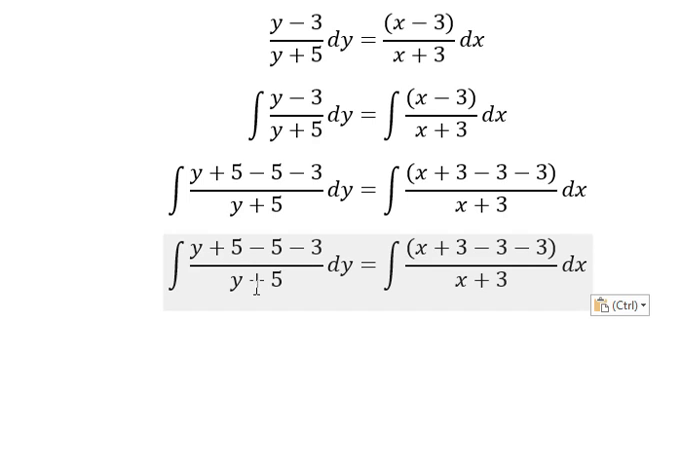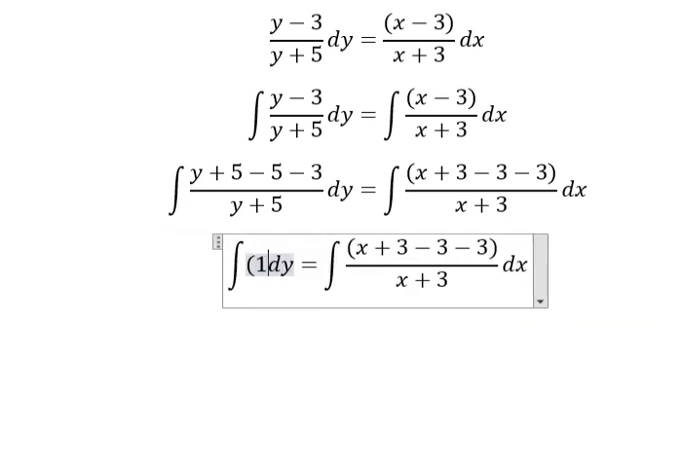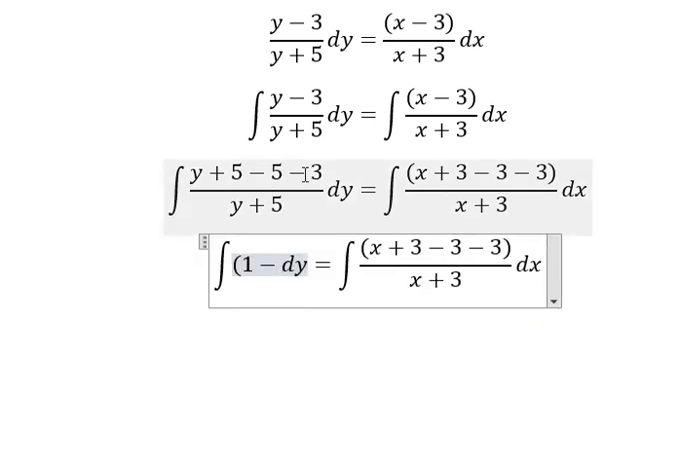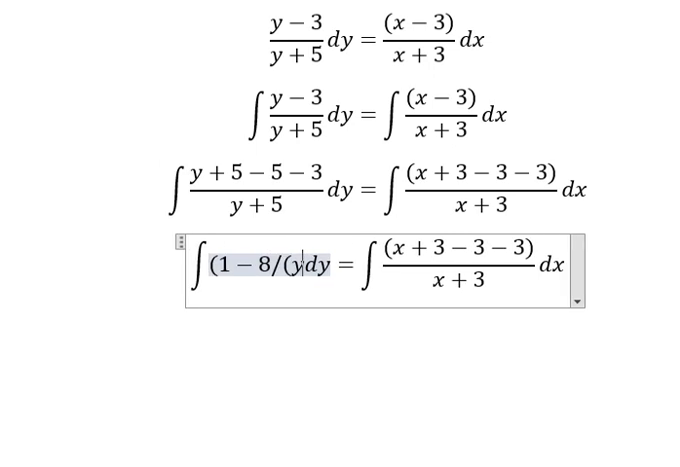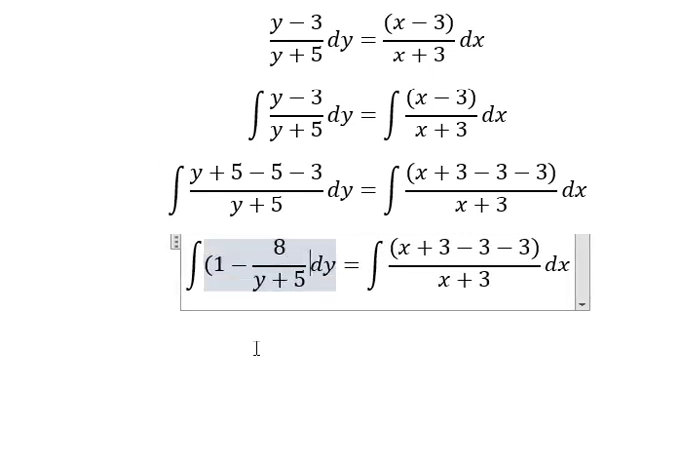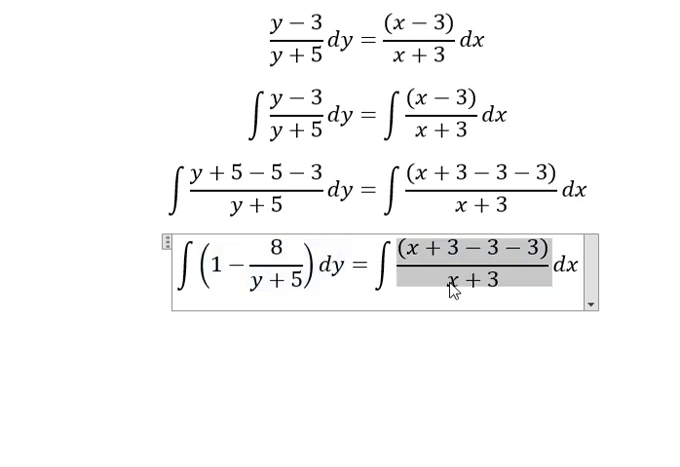So this one divided by this one, we have number 1. Negative number 5, negative number 3, we have negative number 8 over y plus 5. Similar for this one.